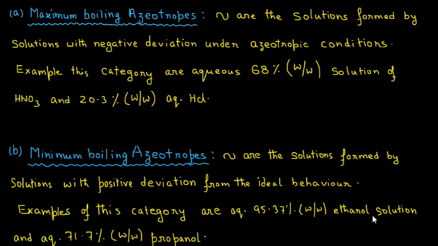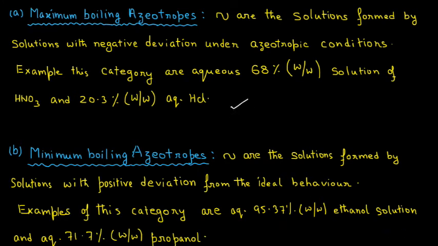Maximum boiling azeotropes are the solutions formed by solutions with negative deviation under azeotropic condition. Examples of this category are aqueous 68% W by W solution of HNO3 and 20.3% W by W aqueous HCl.